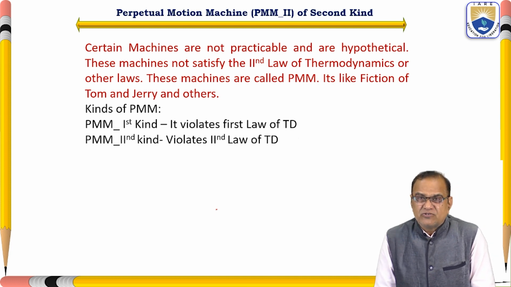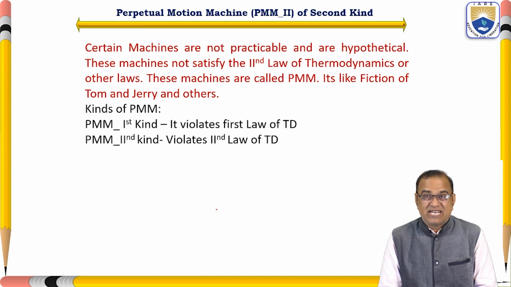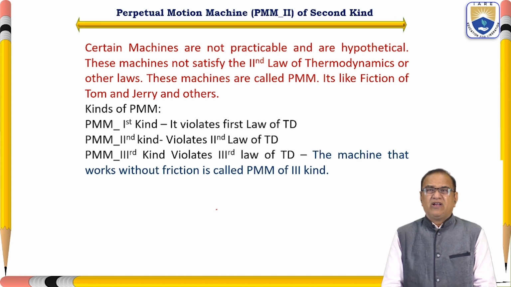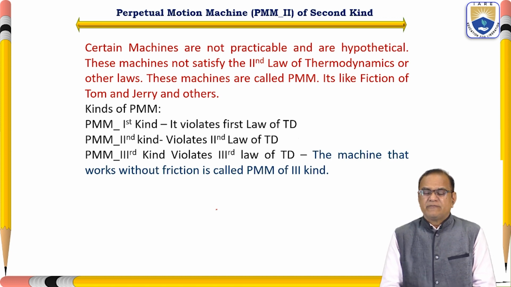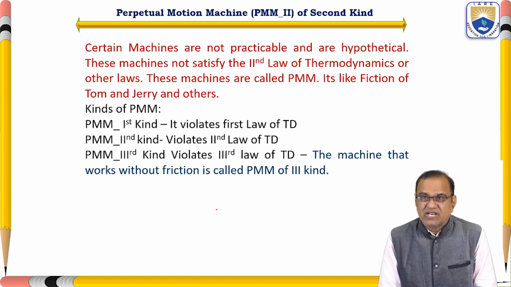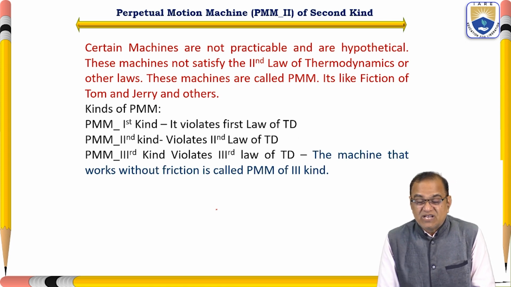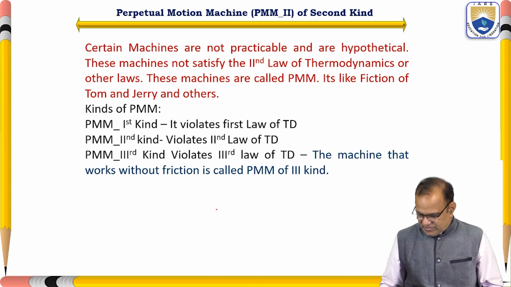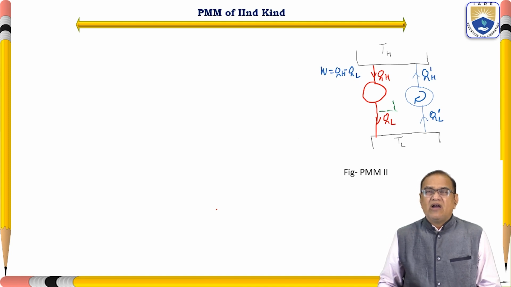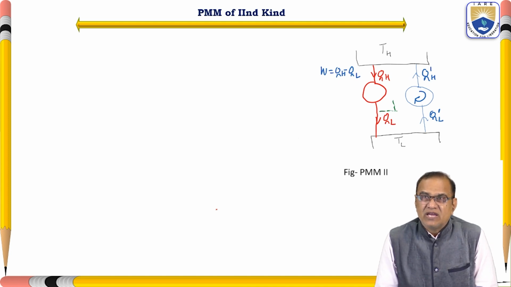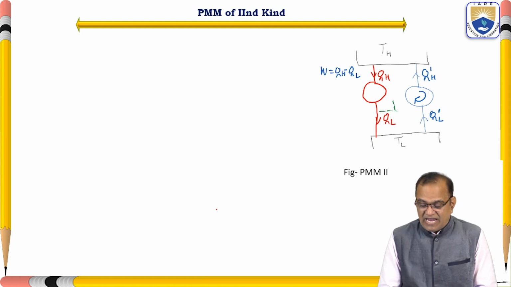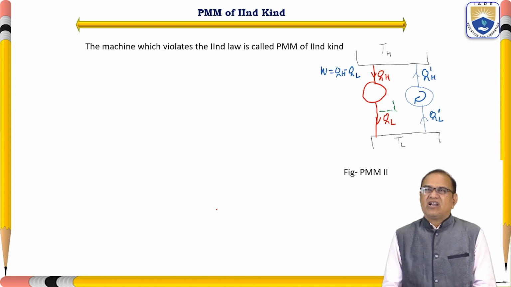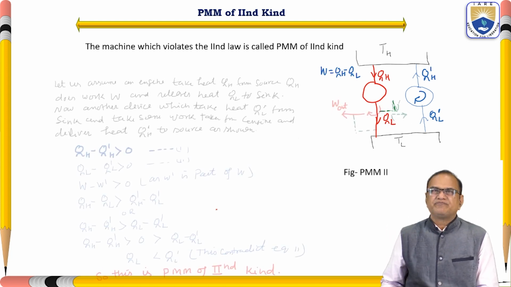Then we have the perpetual motion machine of the second kind. It violates the second law of thermodynamics. Then we have the PMM of the third kind, which violates the third law of thermodynamics. The machine that works without friction is called the perpetual motion machine of the third kind, meaning there is no friction and everything works very smoothly. Okay, so I will discuss here the perpetual motion machine of the second kind. The machine which violates the second law is called the perpetual motion machine of the second kind.